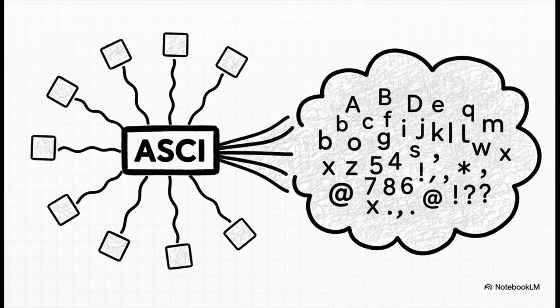At its core, ASCII is a 7-bit code. What does that mean? Well, it uses a sequence of 7 zeros and ones to represent any given character. And with 7 bits, you can create exactly 128 different combinations. That's 2 to the power of 7. It turned out to be just enough space for all the uppercase and lowercase letters, numbers, and common punctuation you'd need.